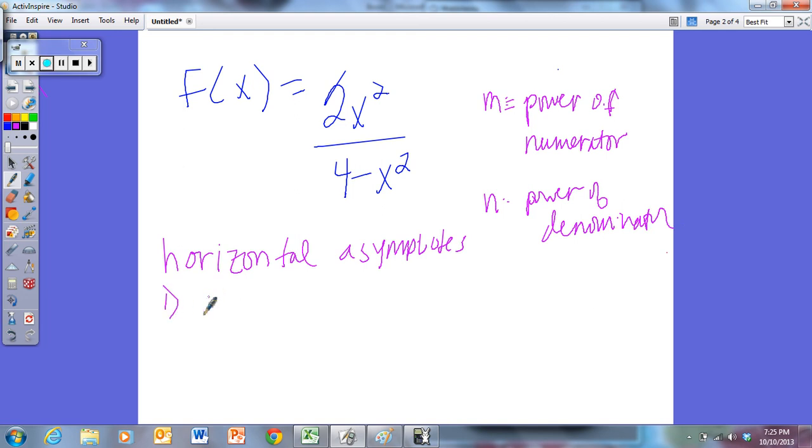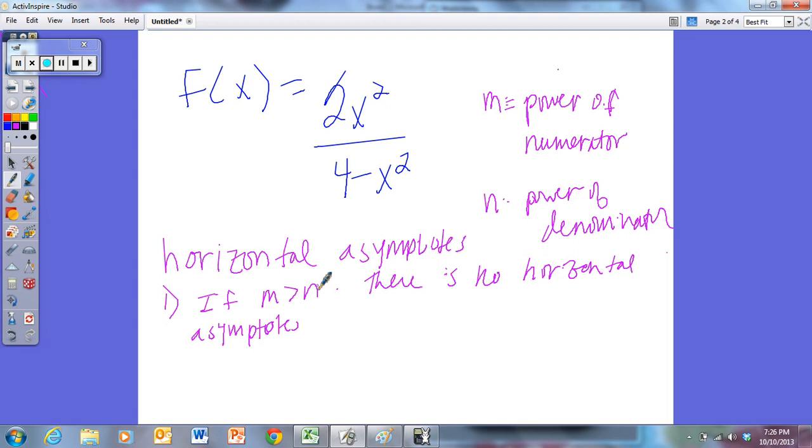So here's your 3 rules. 1. If m is greater than n, there is no horizontal asymptote, meaning there's no horizontal line that, as x approaches infinity, the function will approach. The limit as x approaches infinity will not be equal to it. Okay. Step 2.